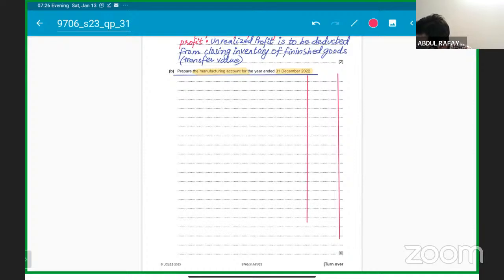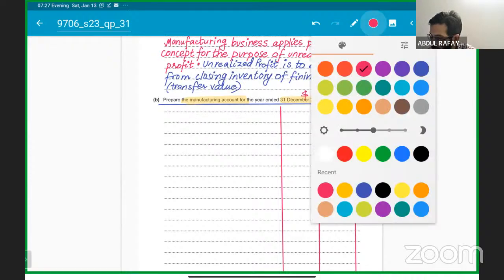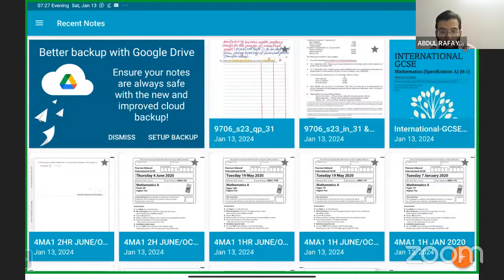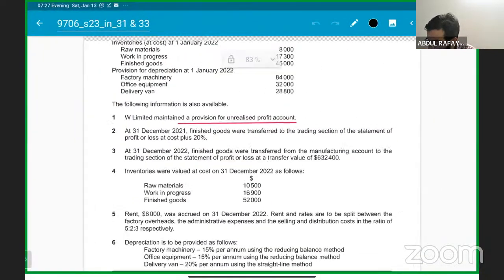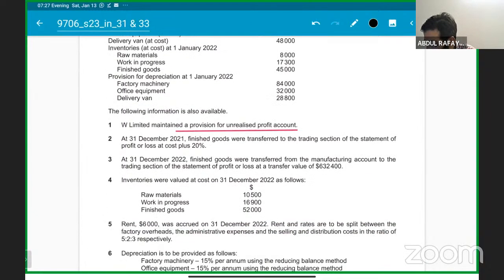So we'll have to do a lot of workings and adjustments, and that's how we'll be able to get the manufacturing account. Okay, everyone with me? There's also the recent paper, okay, of May, June 2023. So always remember, what do you start with? We always start with opening inventory of the raw materials, because we have to make for the year ended 31st December 2022, students.